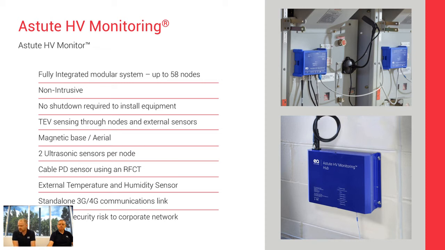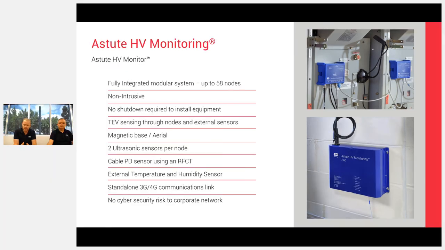So on the right-hand side there, you can see two pictures. The top picture is the accessories and the nodes of the hardware, and the bottom picture is the hub. It's a central hub. So what you have is a fully integrated modular system that can be extended to cover how big a switchboard you want to cover. It can be brought back down if you just want to monitor a small section of area. So all the nodes effectively get daisy chained up.